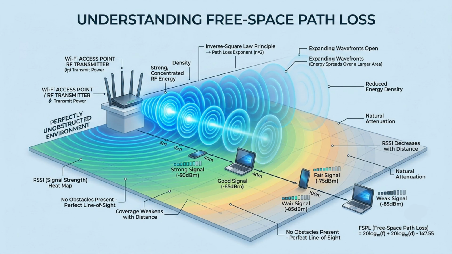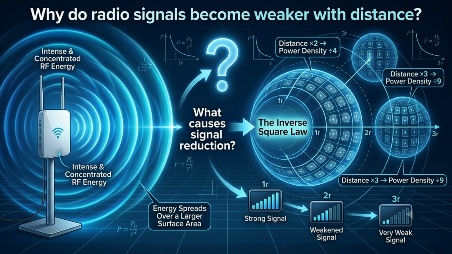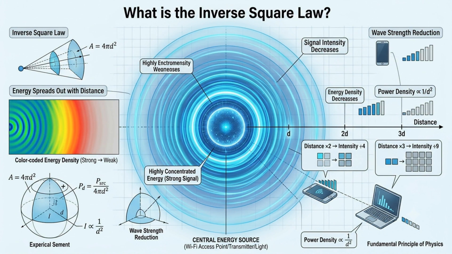In the last video, we learned that radio signals become weaker as they travel through space, a phenomenon known as free space path loss. But what causes this signal reduction, can you imagine? The answer lies in a principle known as the inverse square law. What is inverse square law?